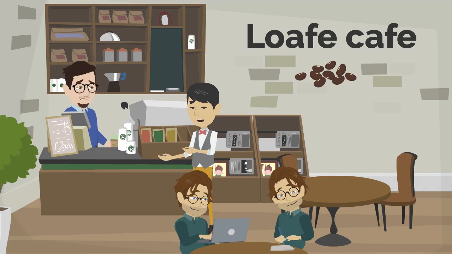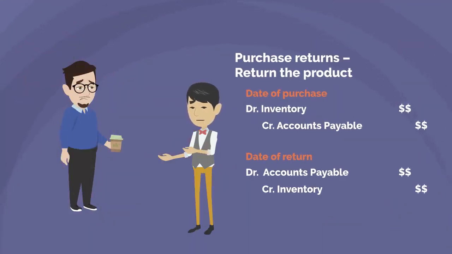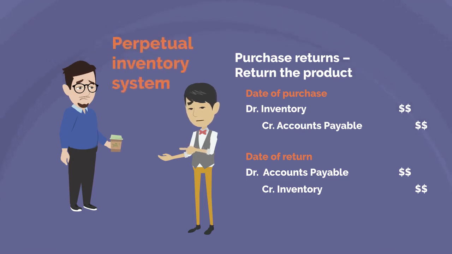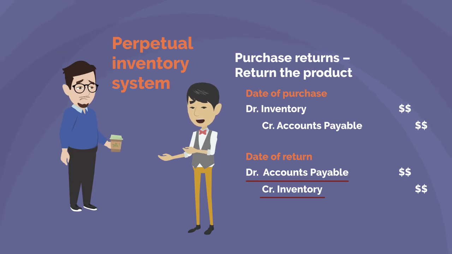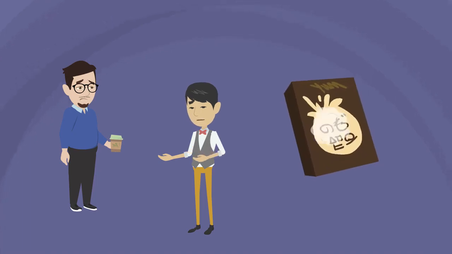You help Tom by calming him down and advising him the 2 ways he can handle the situation. One way is to return the defective product. Assuming Loaf uses the perpetual inventory system, he would credit inventory and debit accounts payable for the amount of coffee beans he's returning. However, this leaves Tom with no beans at all.